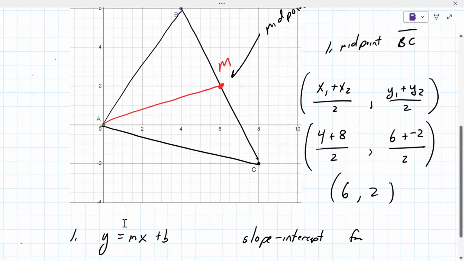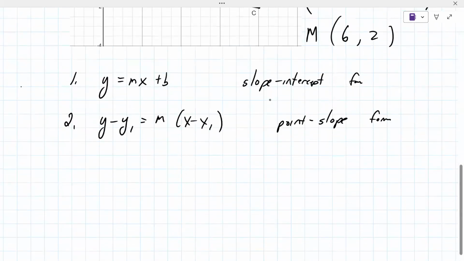To write the equation of the line, you need the slope and the b value. You don't have the slope, but you could get it from the graph, doing rise over run here, or you can use the slope formula. Which do you think you guys have been doing? Slope formula, definitely. Okay, so the slope formula is y2 minus y1 over x2 minus x1.